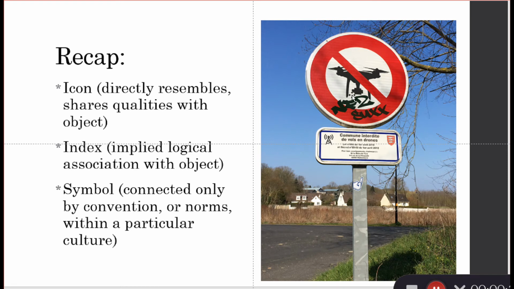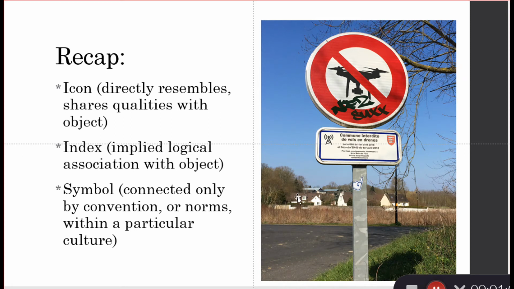And here, of course, we have an example of an icon of a drone, right? And we also probably have the symbol, right? We have the red circle with the line through it, right? Which, you know, only if you are connected to certain conventions would you know that means no or prohibited, right?